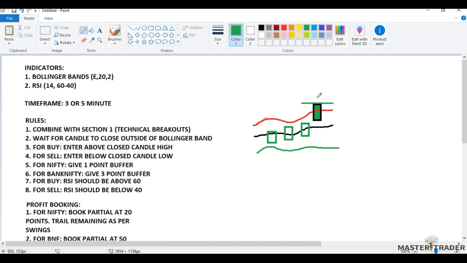Right now let's just look at our entries. I want a candle to close above the upper Bollinger Band, and when that does happen, I will look to buy above the high of that candle here. And simultaneously, for a sell trade, I want a candle to close below the lower Bollinger Band, and I will sell below that candle's low. So let's put it this way.